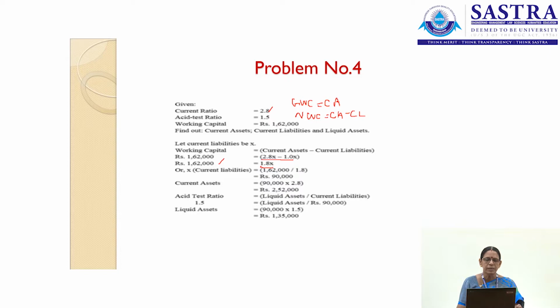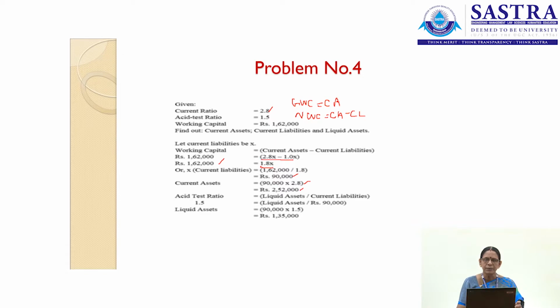Now, what is your current liability? If 1.8 is 1,62,000, what is 1? So, it is 90,000 rupees. If 1.8 is 1,62,000, what is 2.8? That is your current assets. Otherwise, if 90,000 is one part, we multiply it by 2.8, that is 2,52,000.